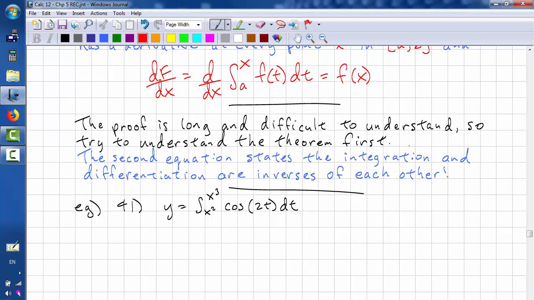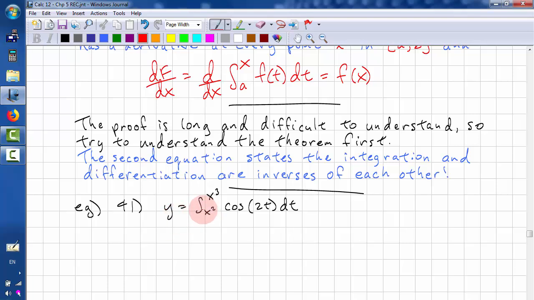This is important. And this second equation states that integration and differentiation are inverses of each other, and this is a very important statement. So we've done derivatives, and now we can go backwards and get our original function back. So let's take a look at part 1 anyways.